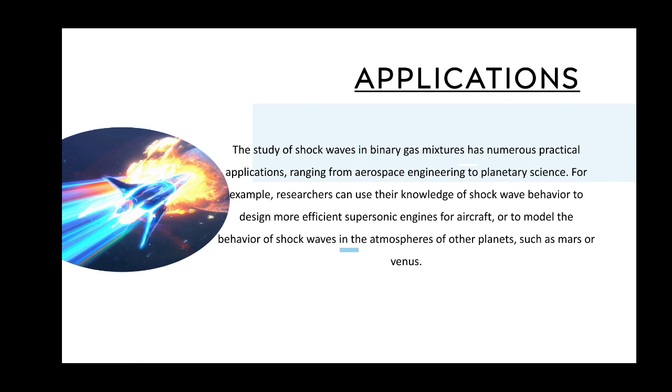the atmospheric conditions and the gases present are quite different compared to Earth. So in order to make an aircraft fly in the Martian or Venus atmosphere, we need to study the effect of the mixture of gases as well as the temperature effects and pressure effects. All these effects act on the performance of the aircraft, the performance of the engine, and the structure of the aircraft. So these studies will allow researchers to design efficient supersonic engines for aircraft.